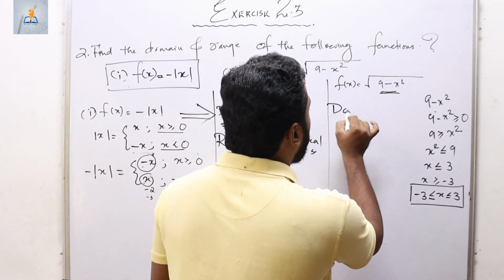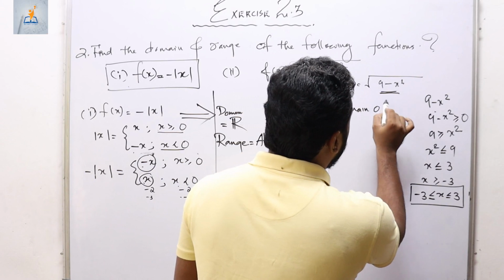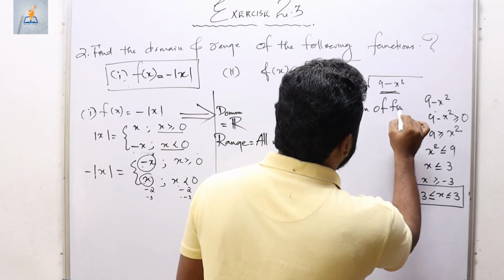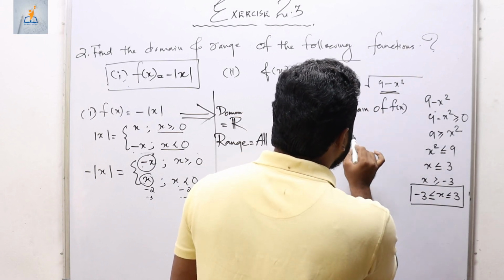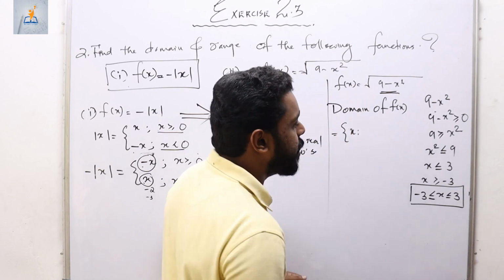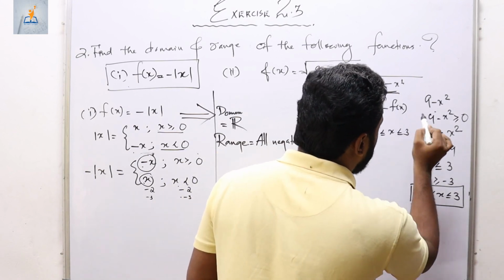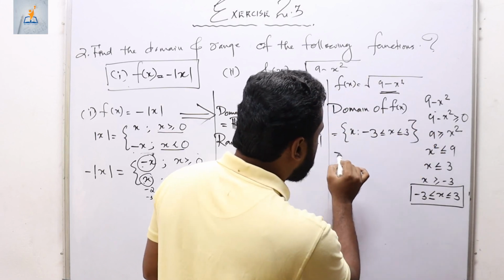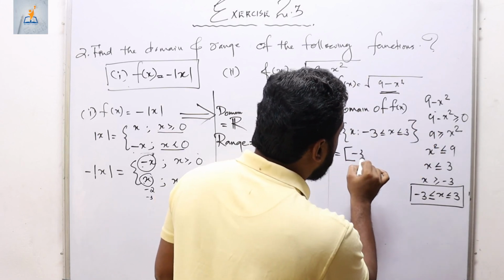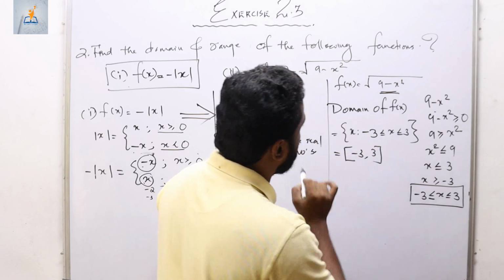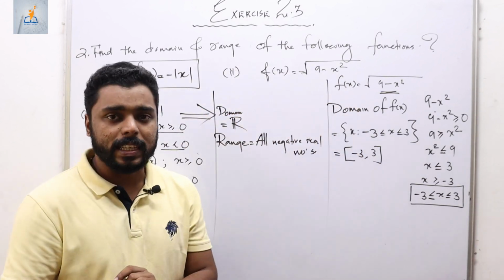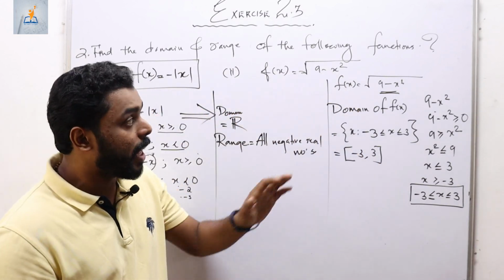Therefore, the domain of f of x is nothing but the set of all x such that minus 3 less than or equal to x less than or equal to 3, isn't it? That means the closed interval minus 3, 3 is the domain of this f of x. Now we shall discuss about the range.